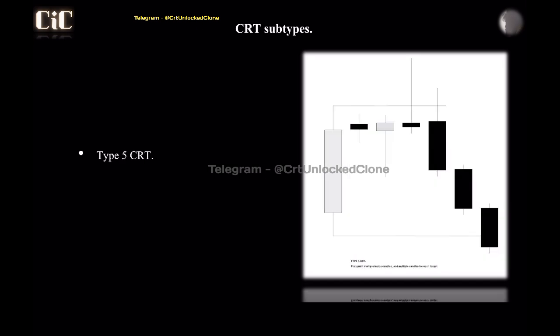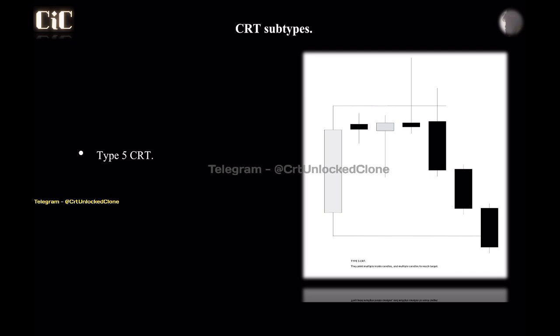Type 5 CRT is they print multiple inside candles, multiple candles to each target, right? So the least favorable, still tradable, because as long as you have this framework of accumulation inside this candle, manipulation, then they're likely going to distribute to the other end of the candle, right? Range low, range high. CRT is nothing more than a range, right? It's a visualization of the range.